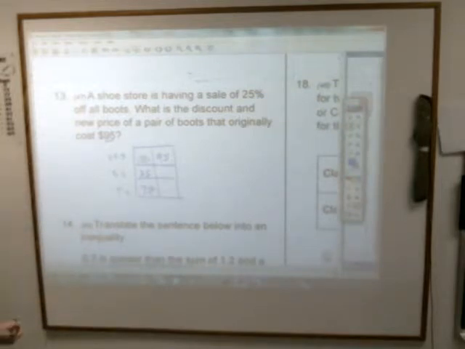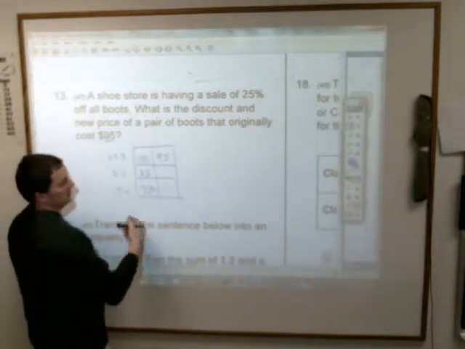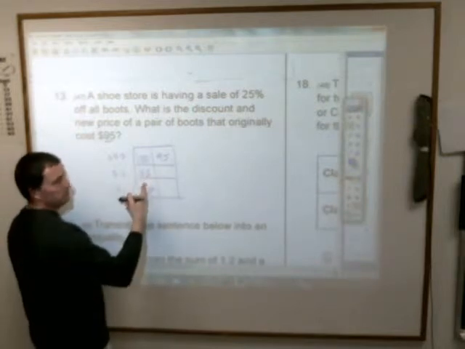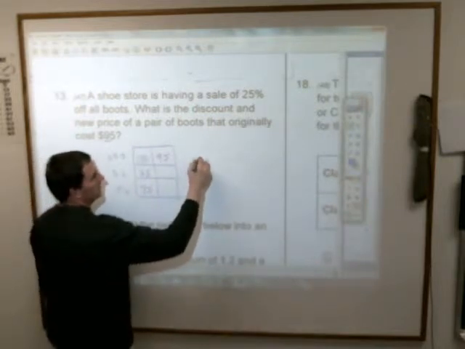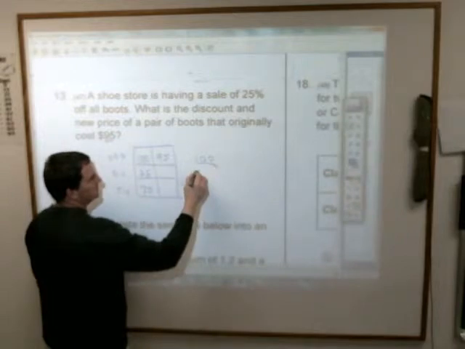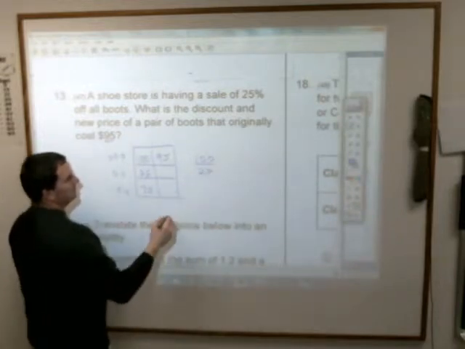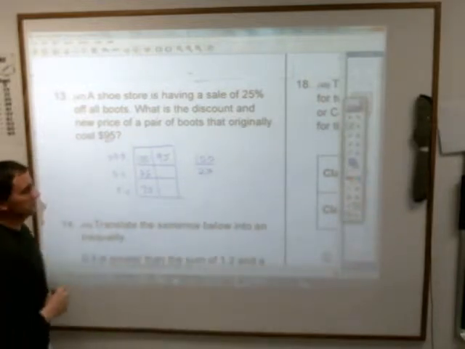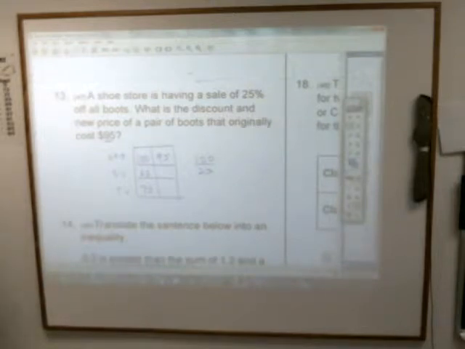What is the discount and the new price? It doesn't matter which we solve first, we need to figure both out. Did you do it this way, Jack, or no? No, I multiplied. I didn't think so. 95 times 2.5. And you've got what? No, wait, I multiplied it by 94, not 25. Now you really lost.